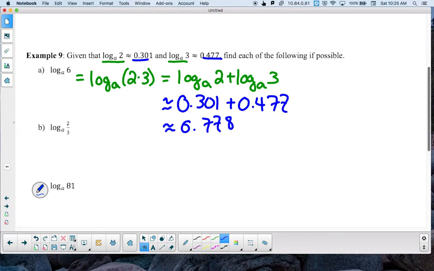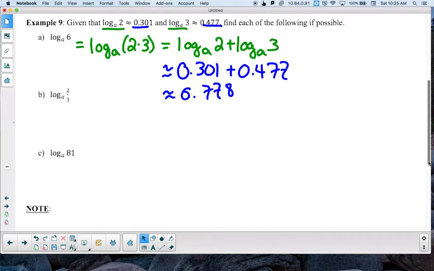So for B and C, we want to express this in terms of 2 and 3. So go ahead and try to figure out how we can express B and C as log base a of 2 and log base a of 3, and then we'll discuss those in class.